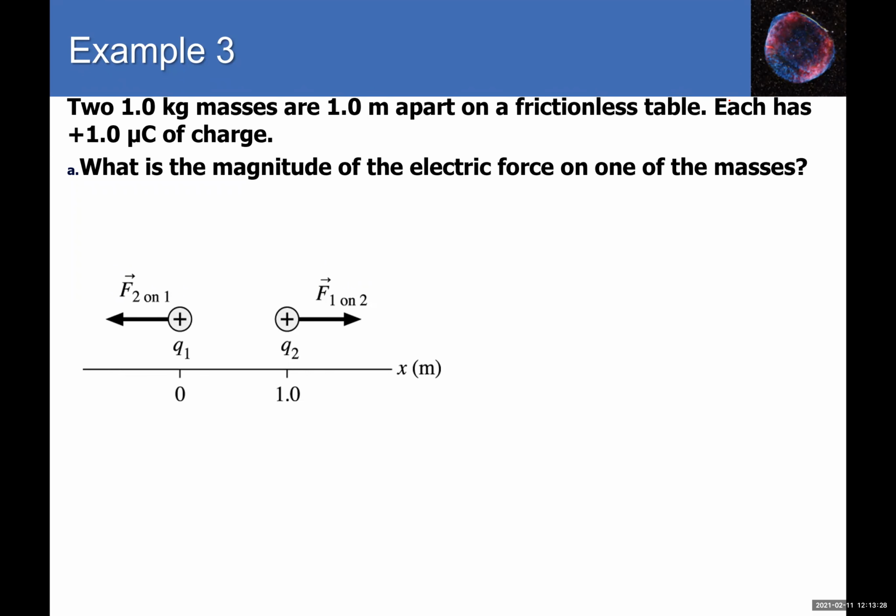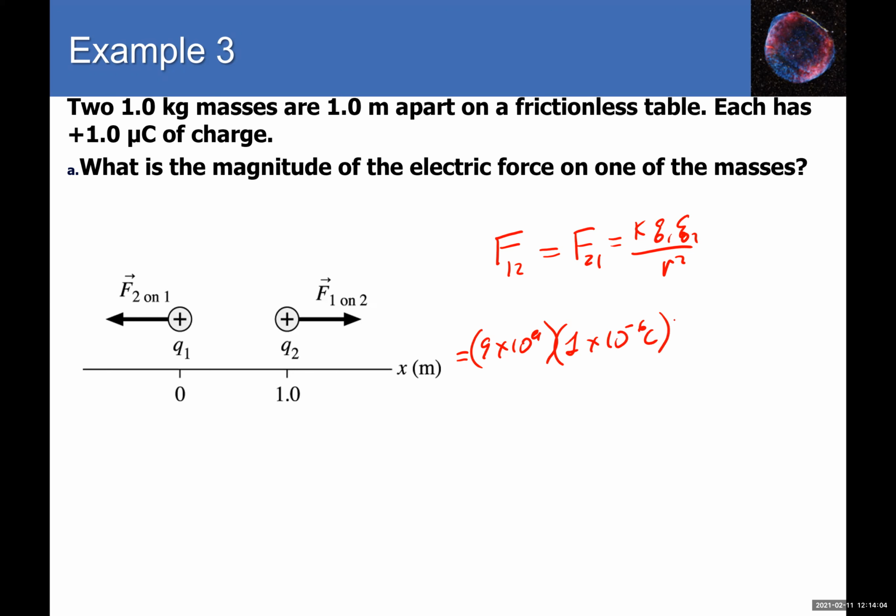Okay, so then let's say Q1 on the left, Q2 on the right, 1 meter apart. And since just two charges exerting force on one another, I can use Coulomb's law equation. F12 equals F21 in terms of their magnitude, k Q1 Q2 divided by r squared. Finding the magnitude, so I can say it's 9 times 10 to the 9 times Q1 is 1 times 10 to the negative 6 coulomb.